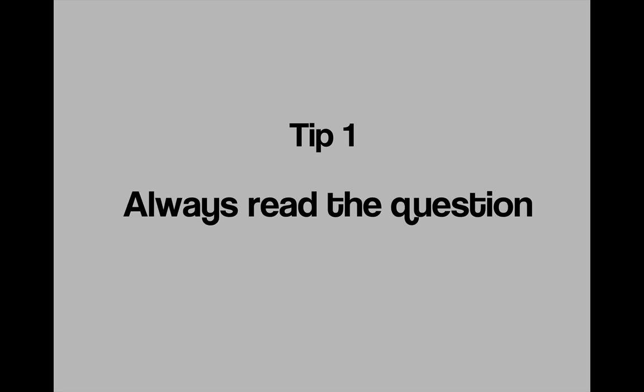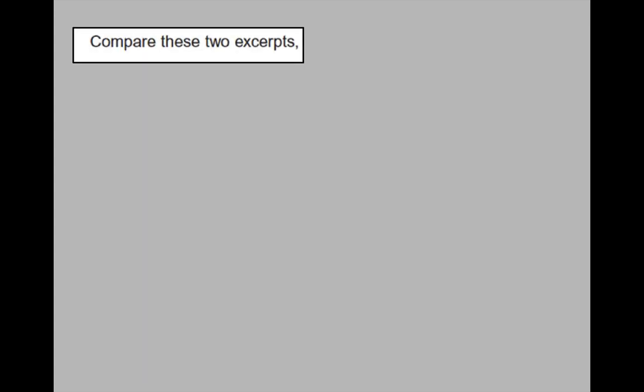Tip 1 is always read the question. Now, what I mean by that is there are clues in the question, really important clues that will give you an idea of the kind of thing you should be writing. For instance, is it a comparison question where you have to look at the similarities and differences between two pieces of music, or is it a comment question where you just have to identify things that are happening in the music?